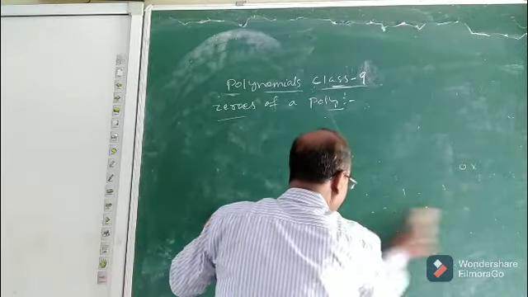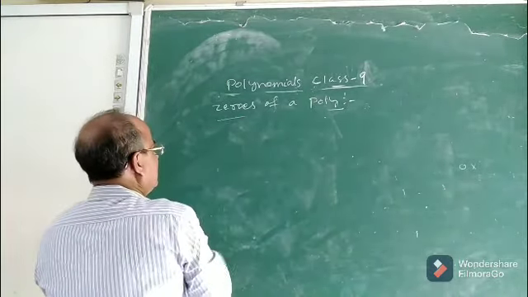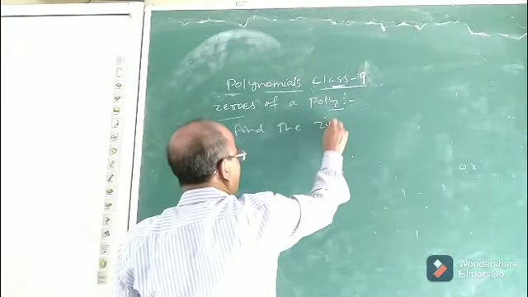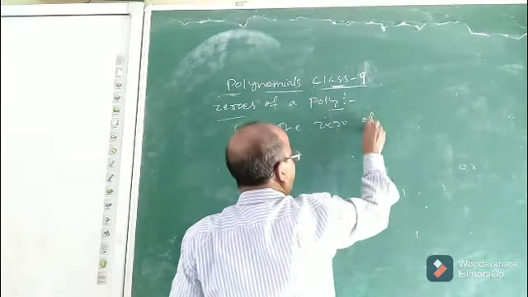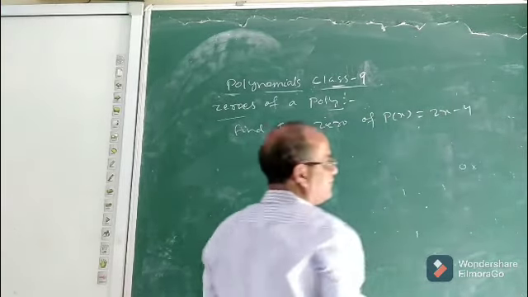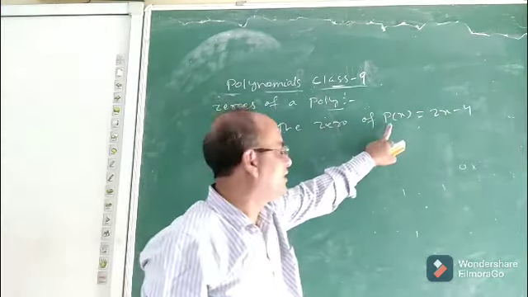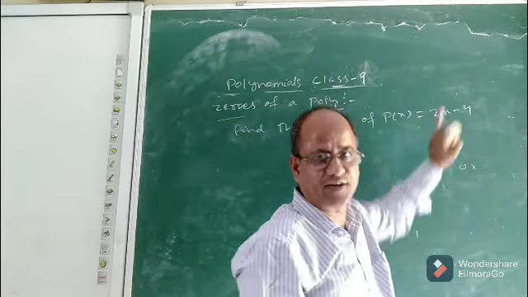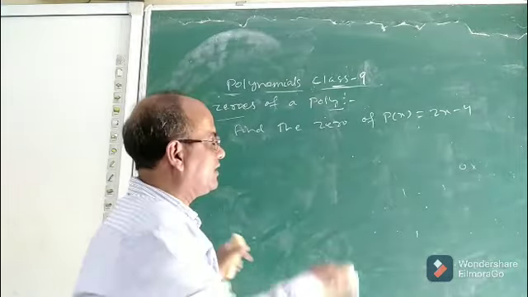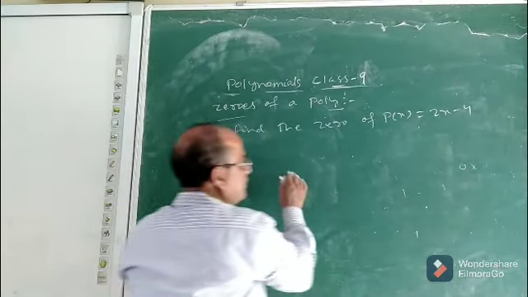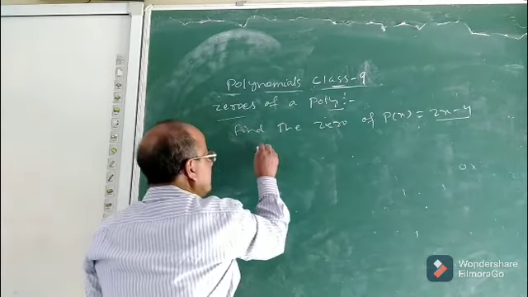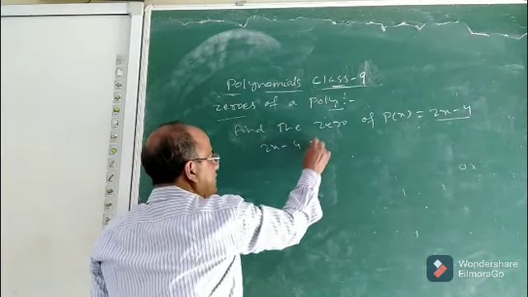Suppose, find the zero of, say, p(x) equal to 2x minus 4. See, children, it is another linear polynomial or first degree polynomial. Let us find its zero. Now to find its zero, what you will do is, first, this is a polynomial, you make it equal to 0: 2x minus 4.